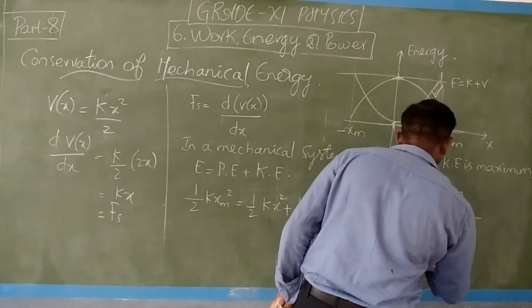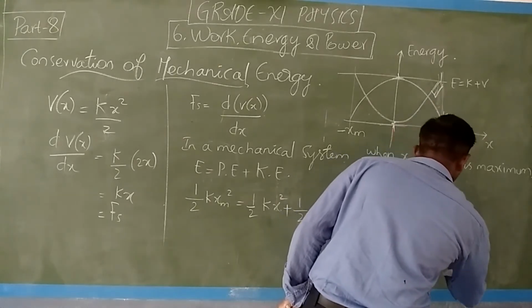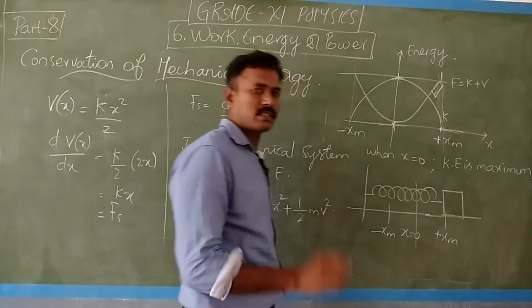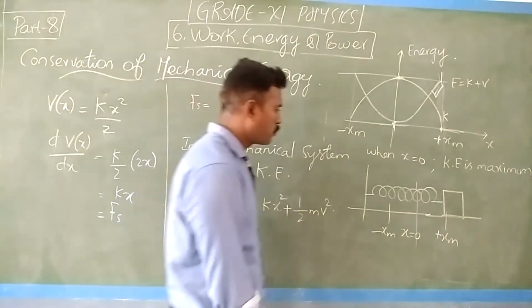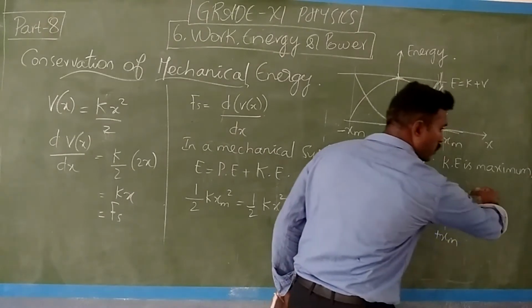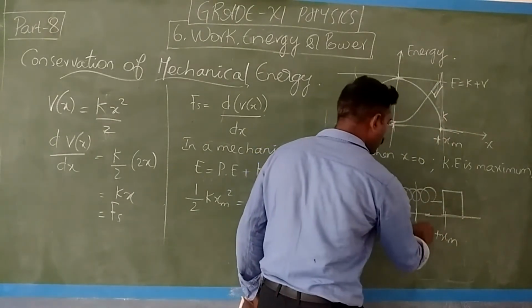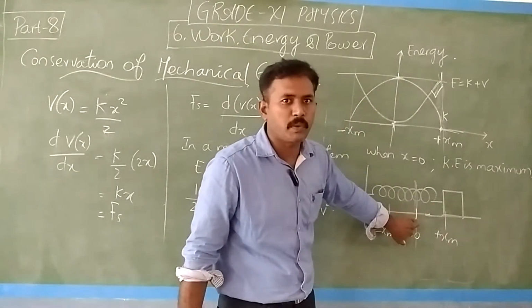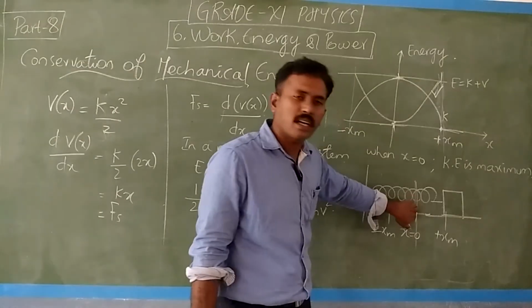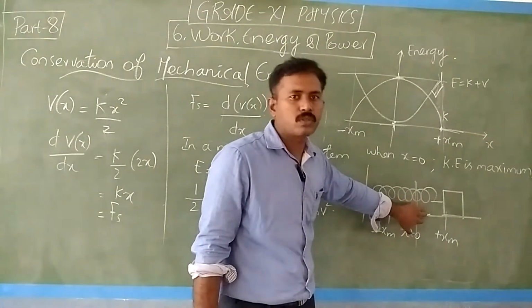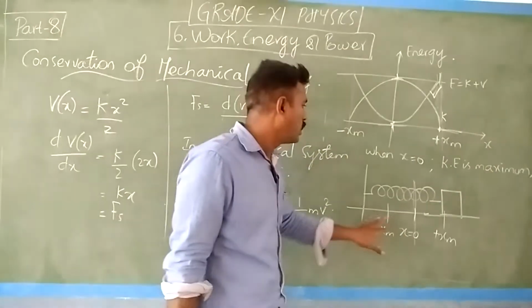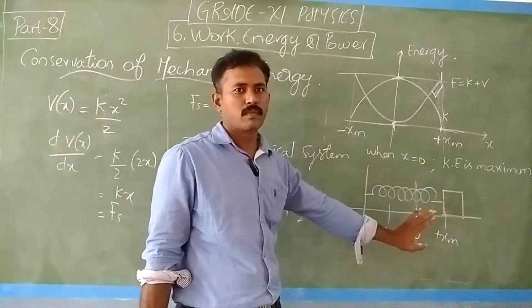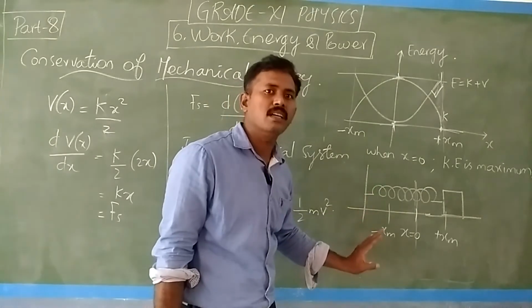This is x equal to 0, this is xm, this is minus xm, this is plus xm. Listen students. Now I am holding this here. When I leave this, what happens after this point until this point, this will be traveling with heavy speed. After this the spring comes to normal position, the block comes to neutral position. After this the block should compress the spring.